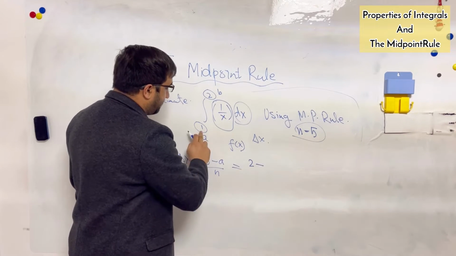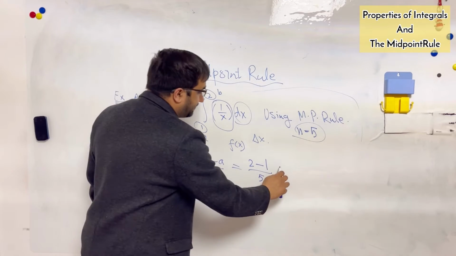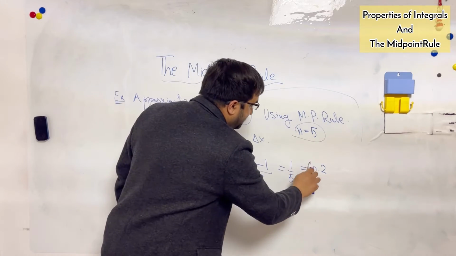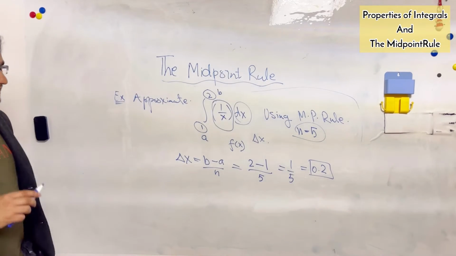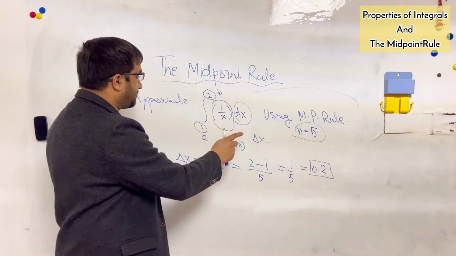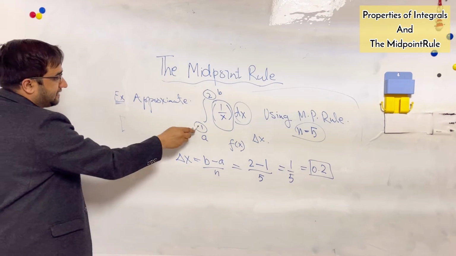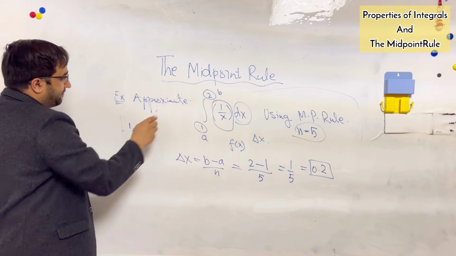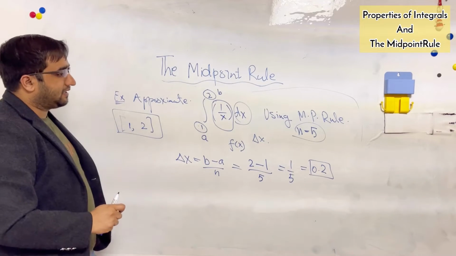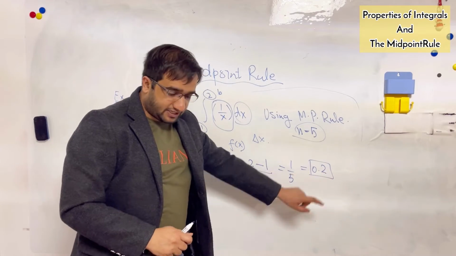So it is (2 minus 1) divided by n, which is given. So it is 1 by 5, that is 0.2. Now this is going to be the width of the subinterval, with which I am going to split this whole domain. My big interval is a is 1, b is 2. So this is the big interval. I am going to split this interval into 5 subintervals using this width for each interval.